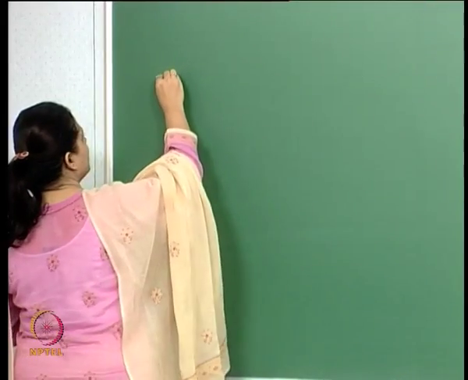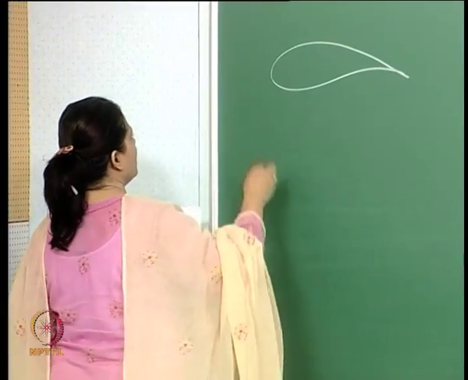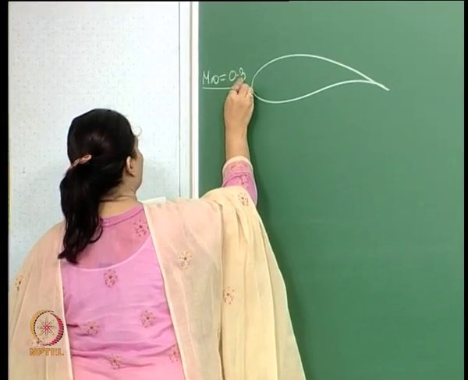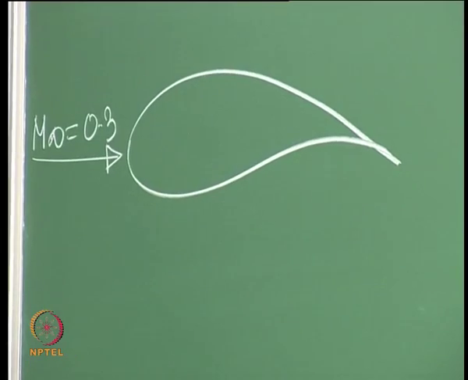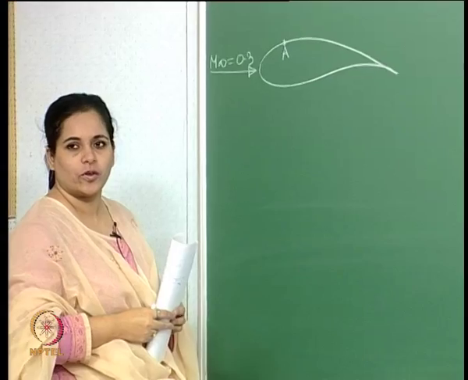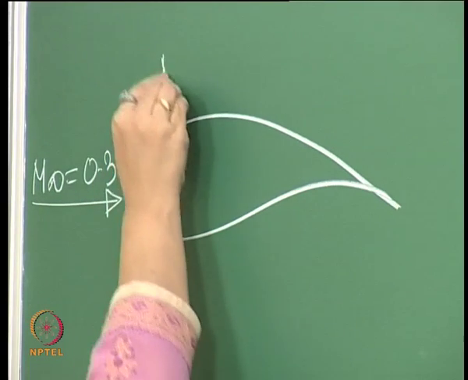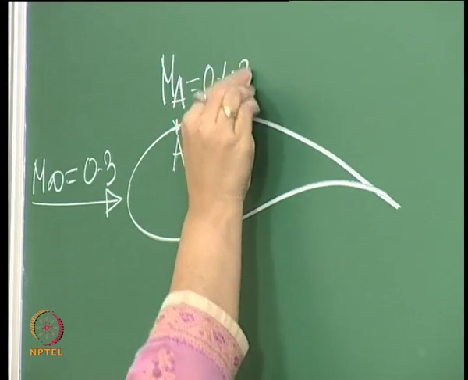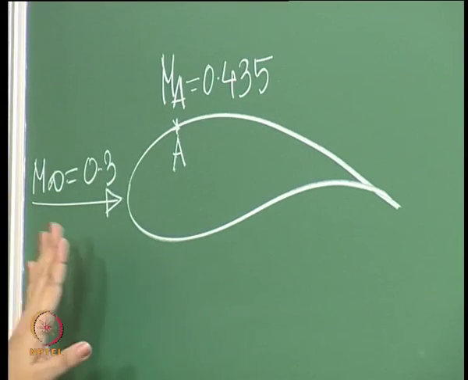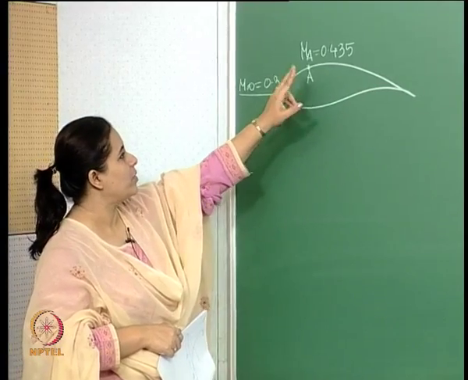Okay, now consider this airfoil, and say we have an incoming Mach number of 0.3. At this particular location, say A, on the surface of this airfoil, we have minimum pressure, and hence maximum Mach number, maximum speed. At this location A, we have minimum pressure and maximum Mach number, which is 0.435.